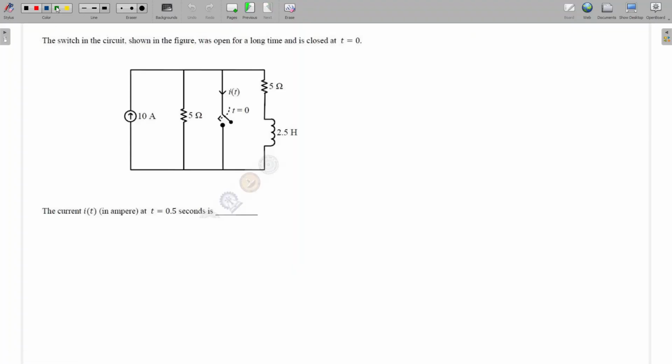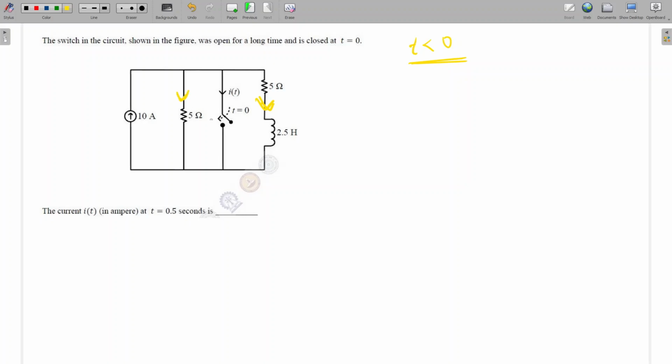See, so this is a transient network based question. Here at t is equal to 0, we are closing the switch. It means that for t less than 0, the switch is open. The switch is open means what will the inductor be? The inductor will be short circuit. So if the inductor is short circuit, what will be this current? We can apply the current division rule here.